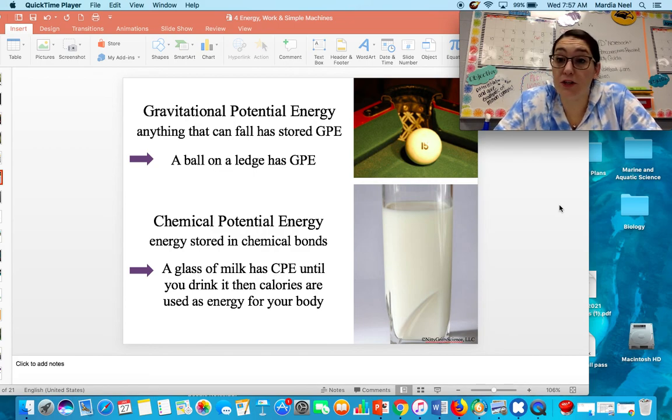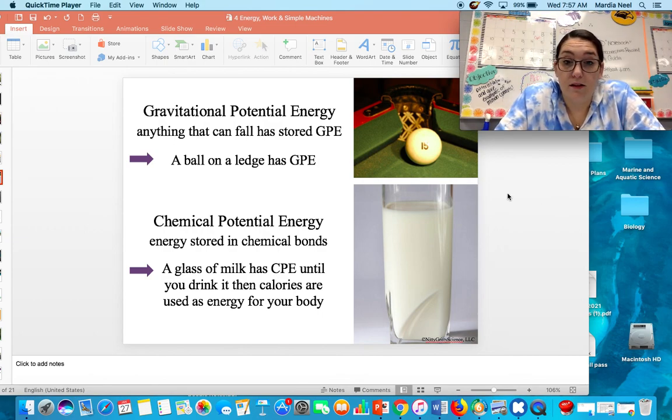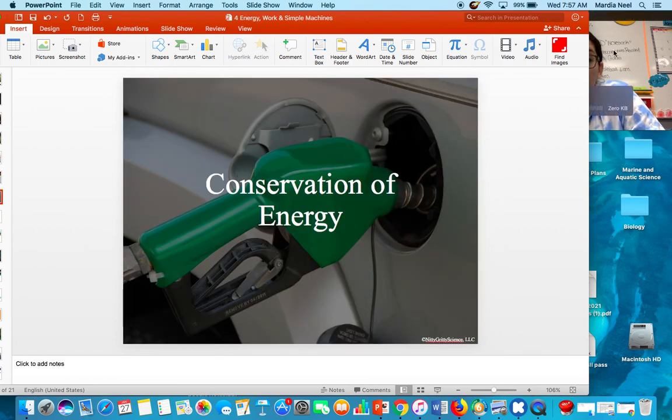And chemical potential energy is something we can break down and use the energy stored in its chemical bonds. So anything we can eat and get energy out of. A glass of milk has chemical potential energy until you drink it. And then you use the calories as energy for your body. And a calorie is actually how we count energy for your body. So when you read the packaging labels of something and it says it has 100 calories, that's how much energy it has for your body. And that is all we have for today.